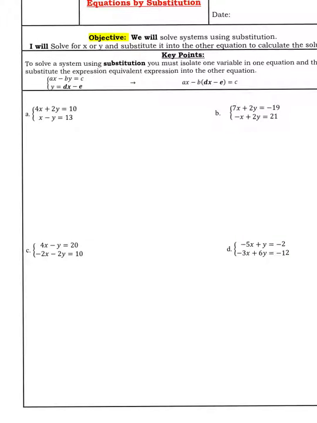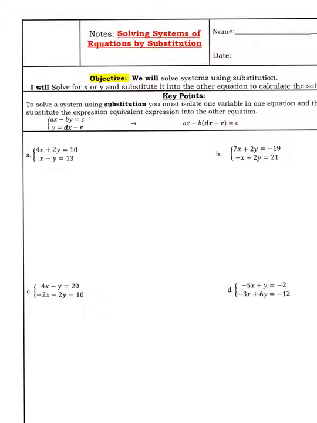Hello everyone and welcome to Solving Systems of Equations by Substitution. So in my previous video I went over solving systems of equations by graphing.